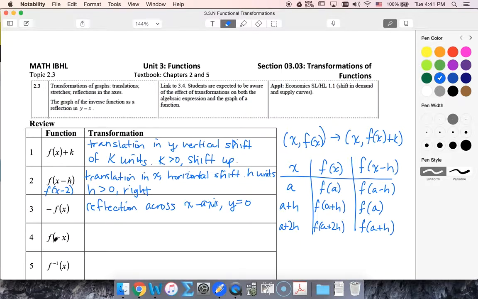In this case, I'm affecting my x values, so I'm going to take all my negative x values, make them positive, positive x values, make them negative, so this causes reflection across the y-axis, which is the line x equals 0.